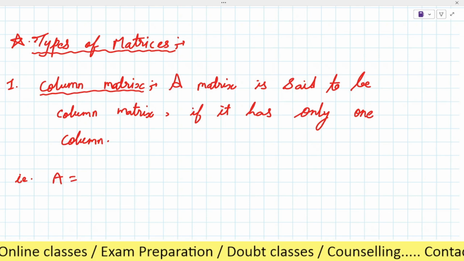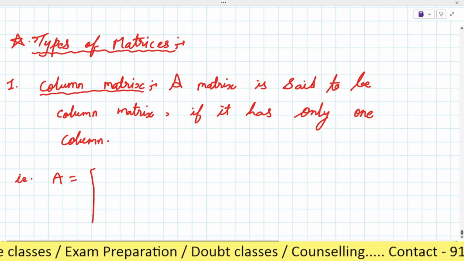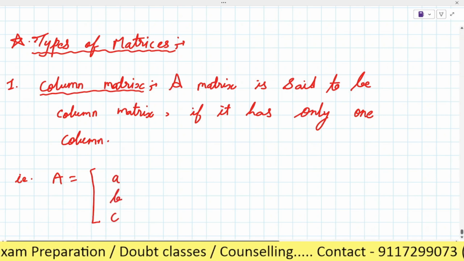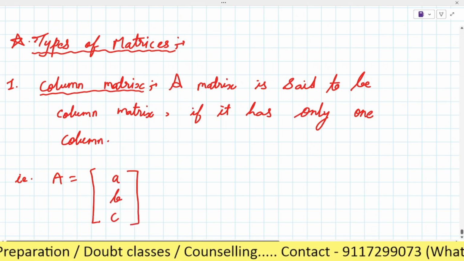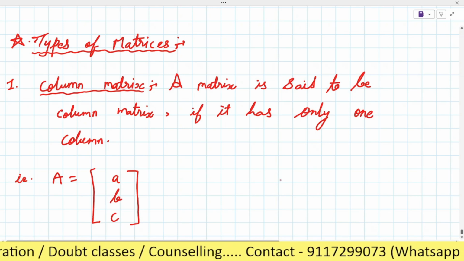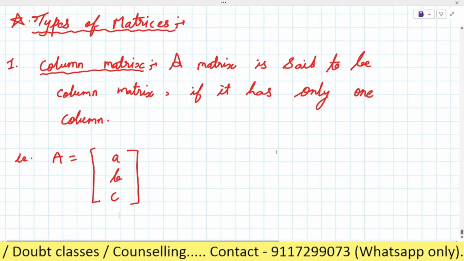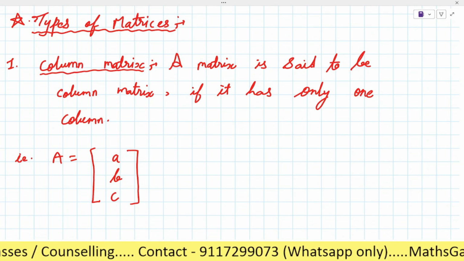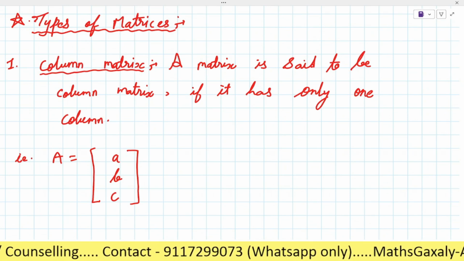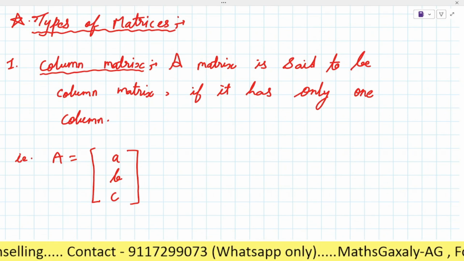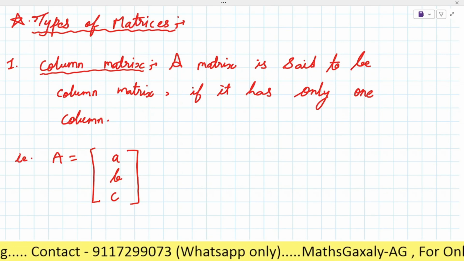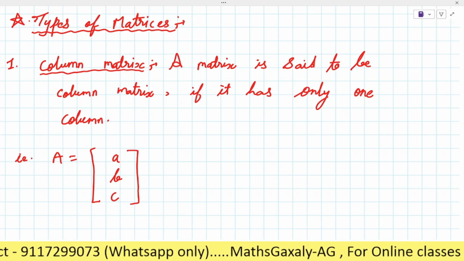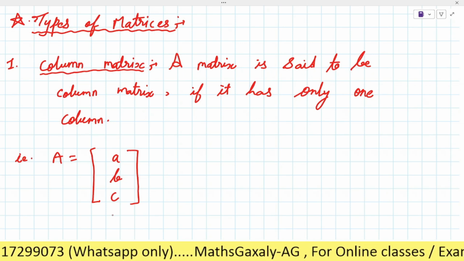Now let's see an example. Suppose there is a matrix A, and the elements are a, b, and c. As you can see here, how many columns are here? Three? There are three rows, not columns. The first row is a, the second is b, the third is c. But the column is only one.